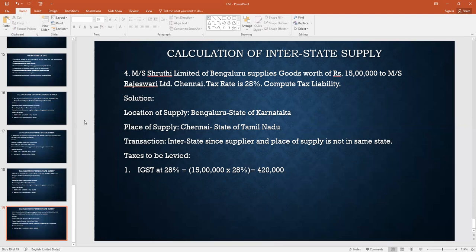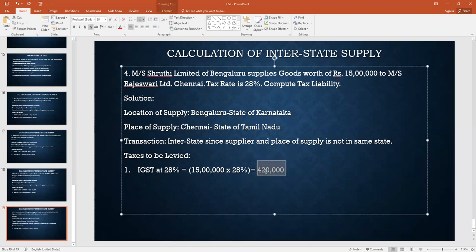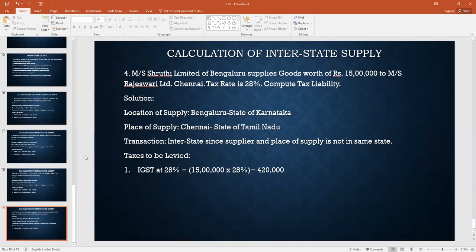So here we calculate the total 28% on the total transaction price, that is 15 lakh, and the total IGST amount is 4 lakh 20,000. This 4 lakh 20,000 has to be collected directly by the central government, not by the state government. So this is the difference between interstate and intrastate. Next class we will start calculating the aggregate turnover and other practical problems. Thank you so much.